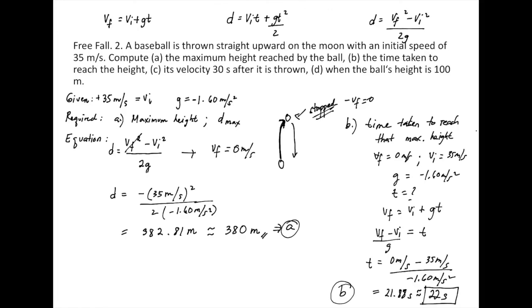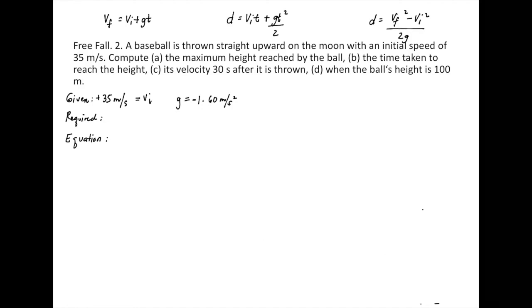Now, how about for letter C? Let me first erase these solutions. Okay, so let me again redraw my diagram. The ball has been thrown at around 35 meter per second, and somewhere here it will change its direction. Required for our letter C, what is the velocity at 30 seconds after it has been thrown?